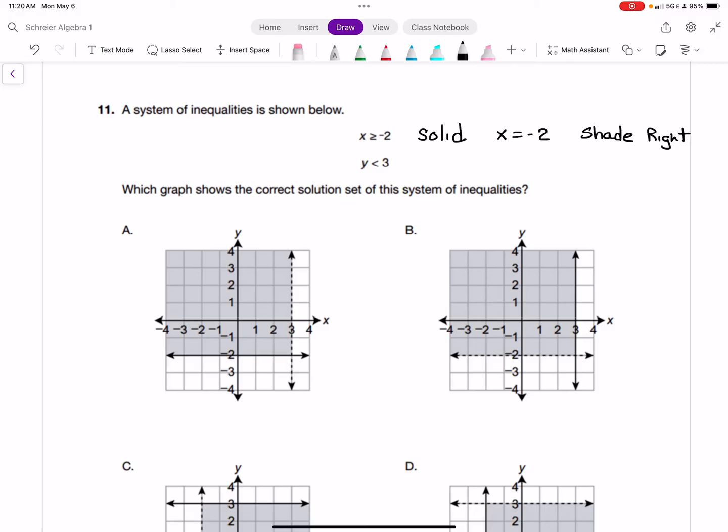And y is less than 3 means you would have a dotted line at y equals 3, and you would shade below. And the reason that you're shading below is because it's less than, and to the right because it's greater than. Now we have to figure out which graph is our answer. So graph A and graph B are going to get eliminated because the shading is above and to the left. So this is above this line, and this is to the left of this line, and both of these are similar. So these are getting eliminated.